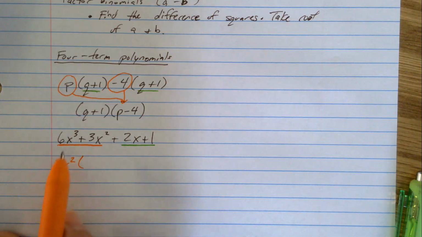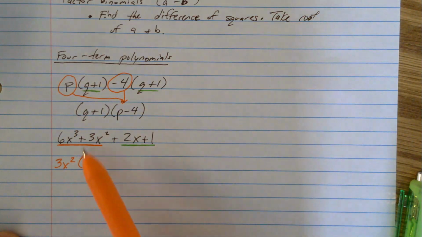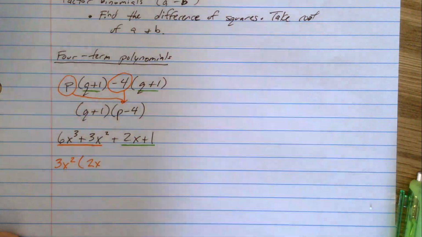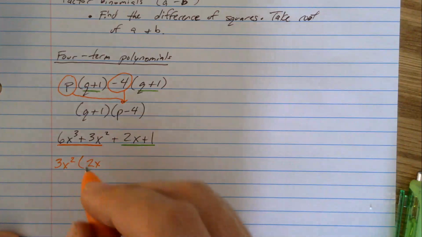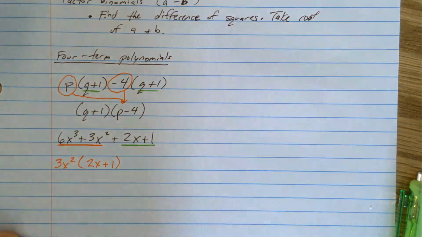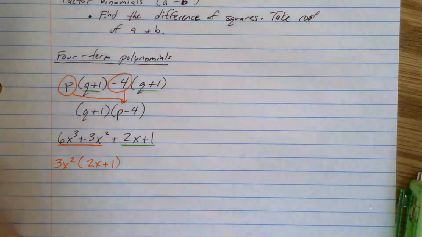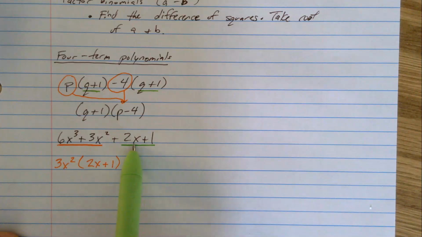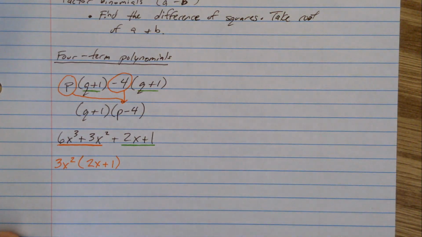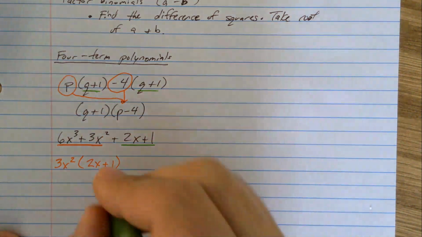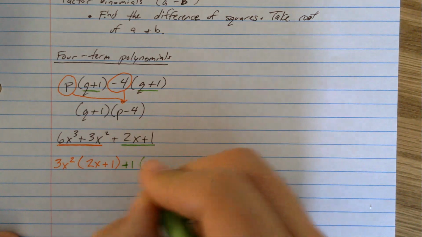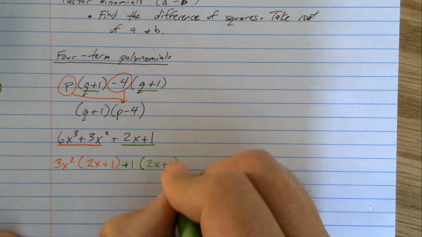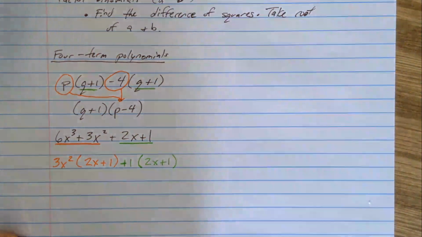We then divide them both by 3x squared. So 6 divided by 3 is 2. Then subtract the exponents: 3 minus 2 is 1. Then 3 divided by 3 is 1, and 2 minus 2 is 0. So this will be 2x plus 1. Now the second half of the problem, what is the GCF of 2x plus 1? Remember, every term has a GCF of at least 1, and the only thing that goes into 2x and 1 is 1. So I'll write plus 1, and I still have my 2x plus 1 at the end.